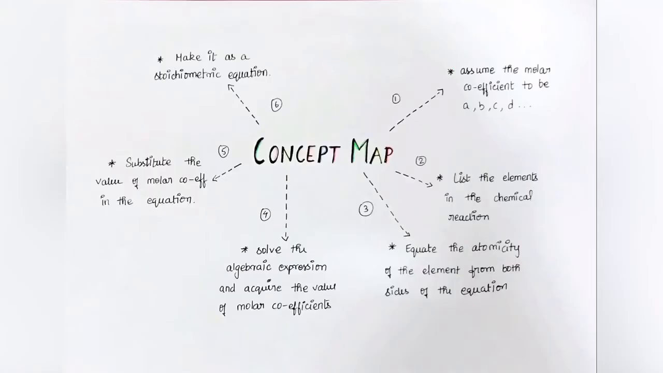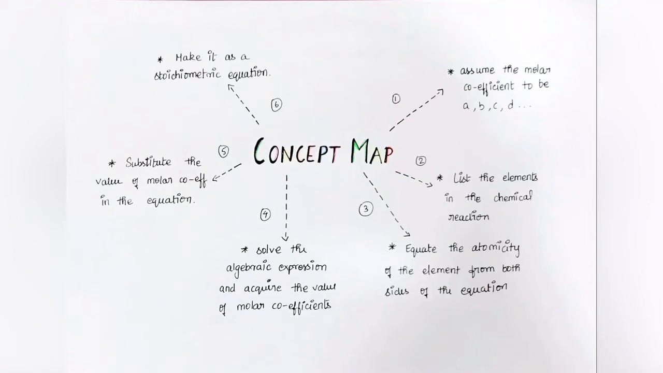We have to create a concept map on how to balance an unbalanced equation using the algebraic method. And the first step would be assuming the molar coefficients to be A, B, C, D and so on. So we all know that molar coefficient is the basic step for balancing a chemical reaction. And for an unbalanced reaction, we don't know the molar coefficients of the compounds, and so we put variables in place of the molar coefficients.